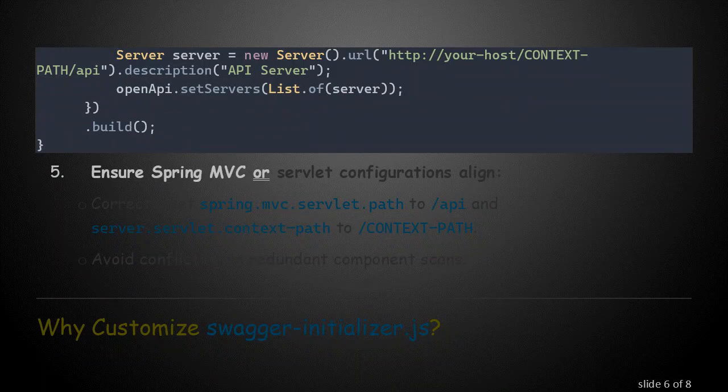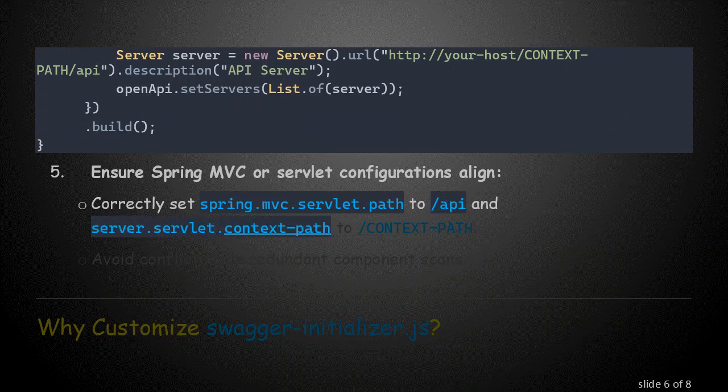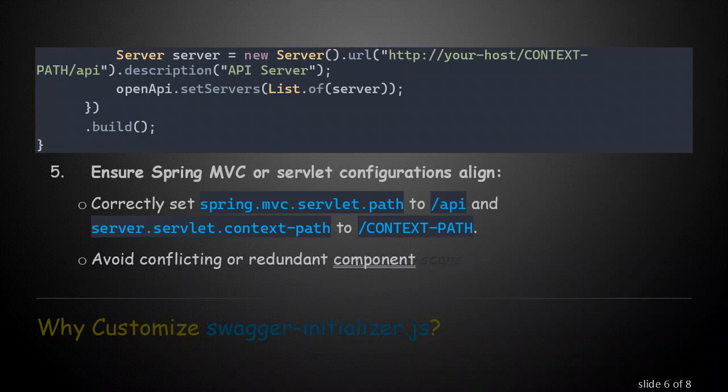Ensure Spring MVC or servlet configurations align. Correctly set spring.mvc.servlet.path to /api and server.servlet.context-path to /context-path. Avoid conflicting or redundant component scans.